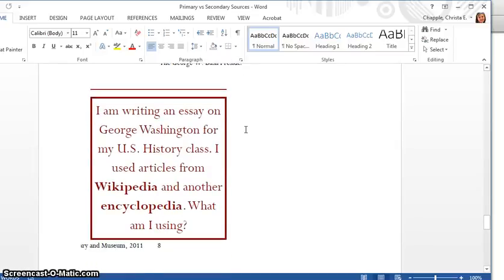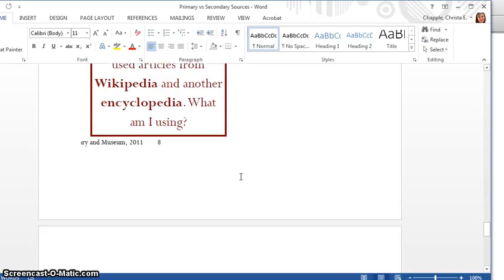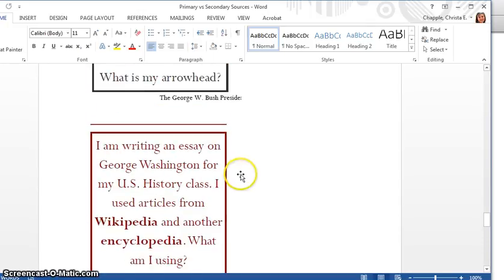I'm writing an essay on George Washington for my U.S. history class. I used articles from Wikipedia and another encyclopedia. What am I using? Okay, first of all, you should never use Wikipedia for an academic paper, but encyclopedias in general are secondary sources. They're like textbooks. They're written referencing a primary source, but they are not a primary source. And that's it for that.